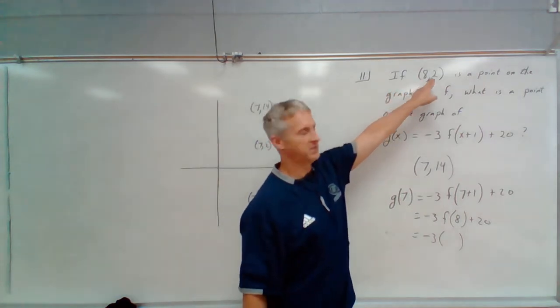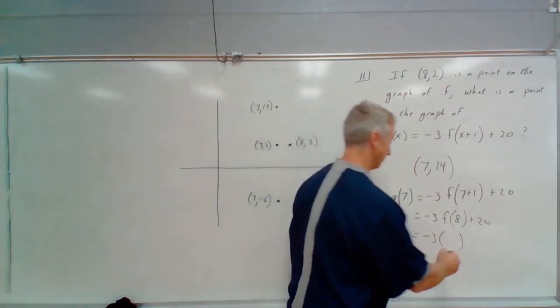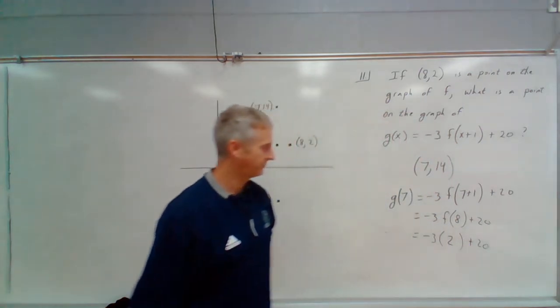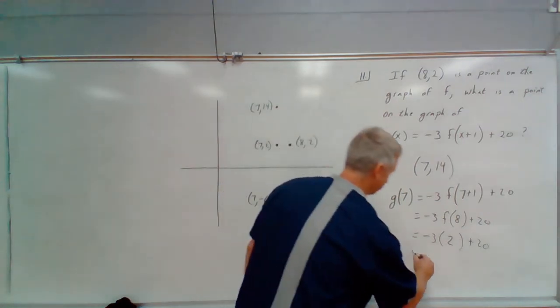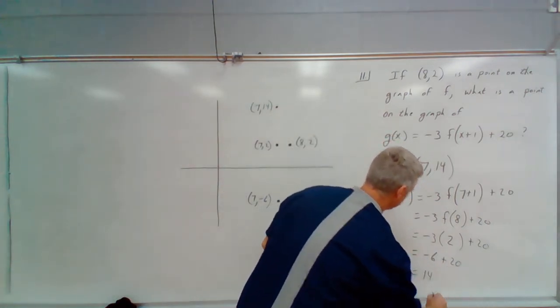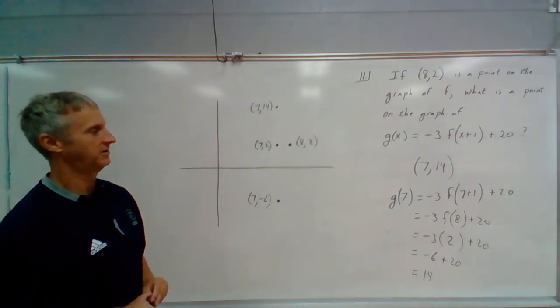Well, since 8, 2 is a point on the graph of f, then f of 8 has to be 2. That's a 2 plus 20. Negative 3 times 2 is negative 6. I got negative 6 plus 20, which is 14. So g of 7 is 14. So 7, 14 is a point on the graph of g.